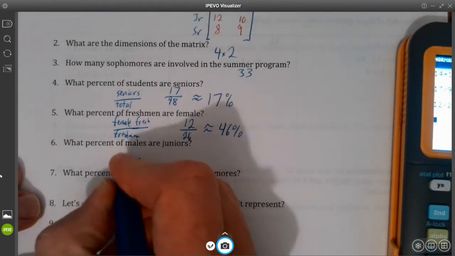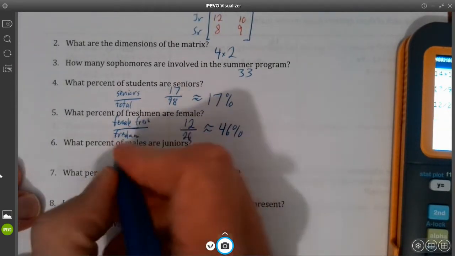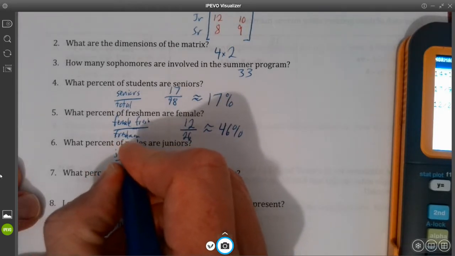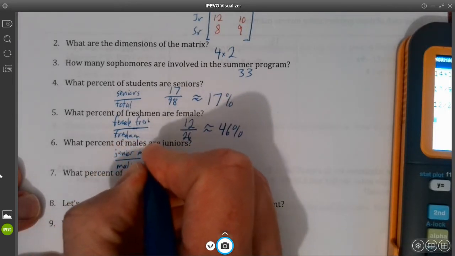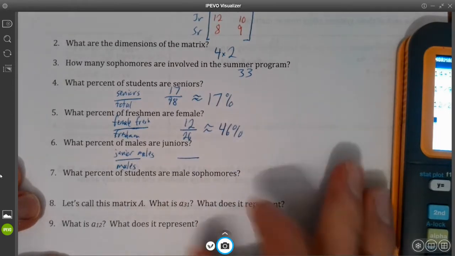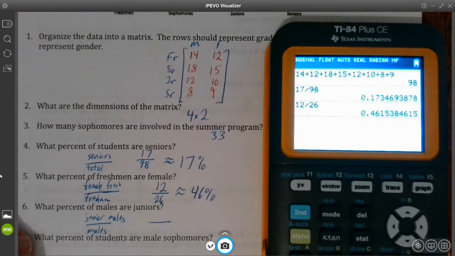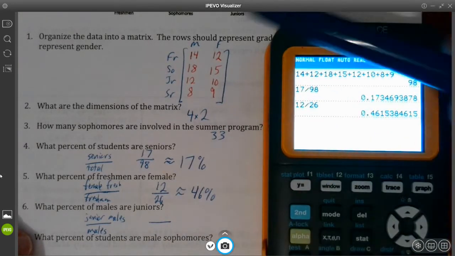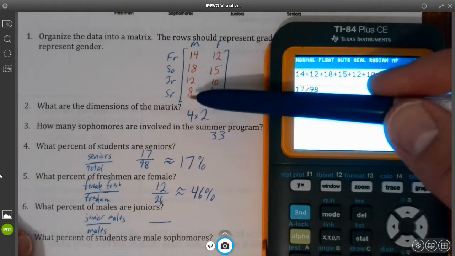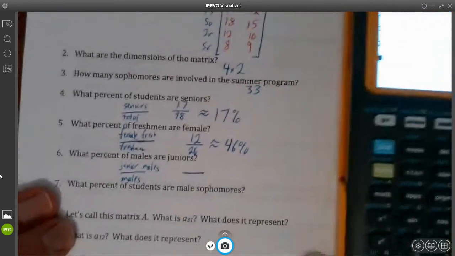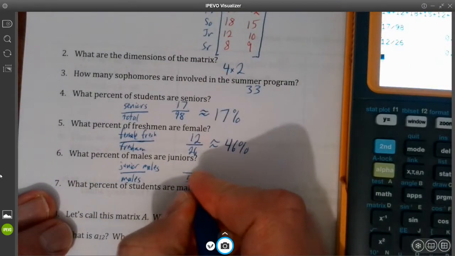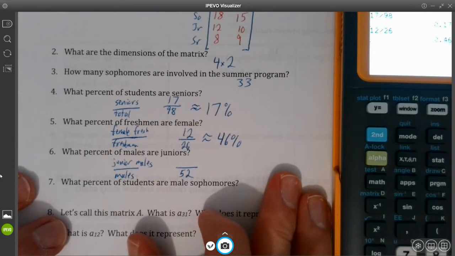What percent of males are juniors? The denominator is going to be males. The numerator is going to be junior males. So let's see, total number of males is 14, 18, 12, and 8. Oh, we can do that in our head. That's 30 right there. That's 44. 44 plus 8 is 52. So we have 52 males. Boy, I hope that's right. I'm going to feel ridiculous if I did that in my head and got it wrong.